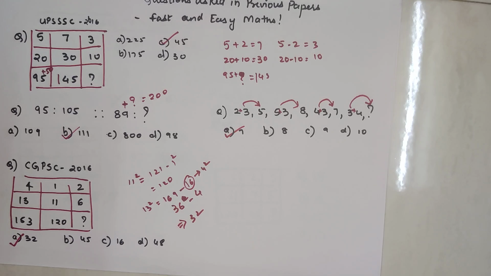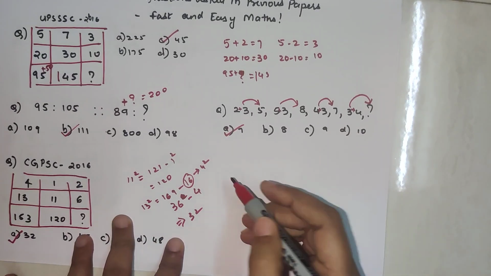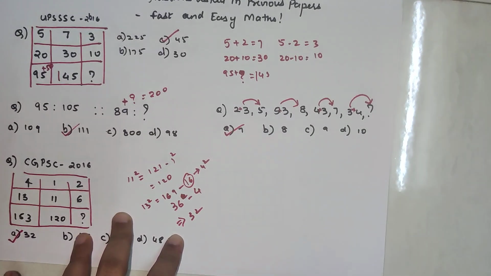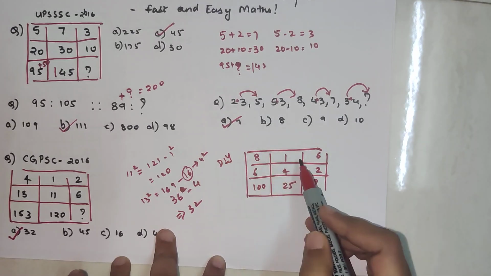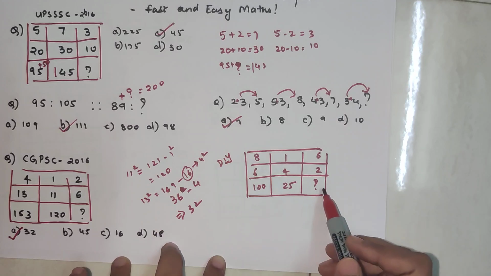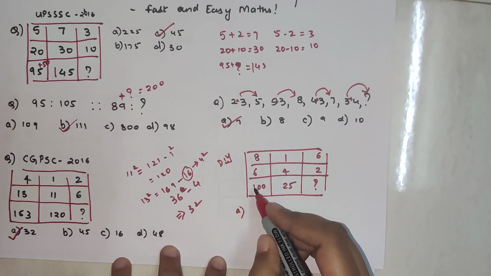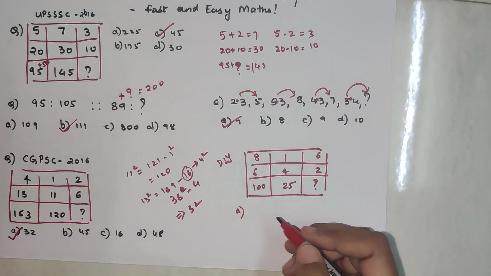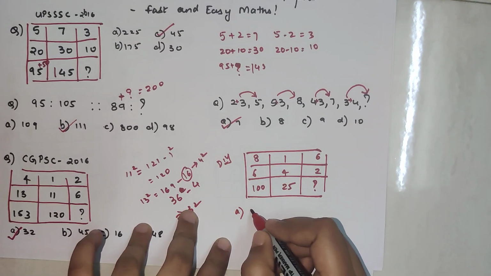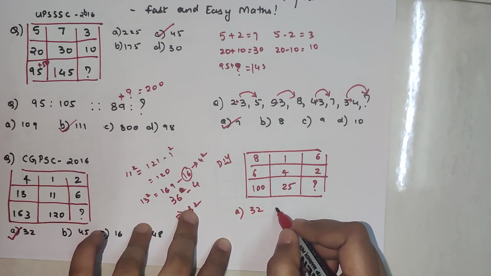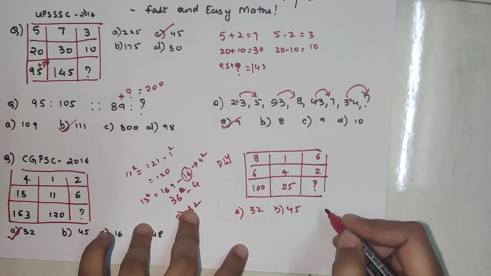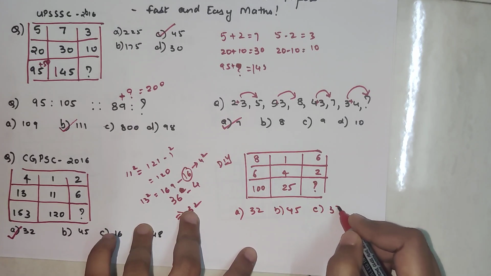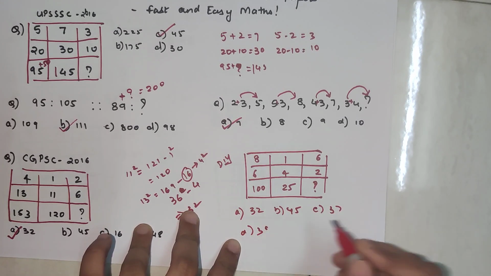Now coming to the part of DIY, I want all of you to do something like this. So this is your DIY. We have 8, 1, 6, then 6, 4, 2, 125, and then what should be next? And I'm also going to give you all the options. The options should be, let's say 32, then let's say 45, then let's say 37, then let's say 30, 40.